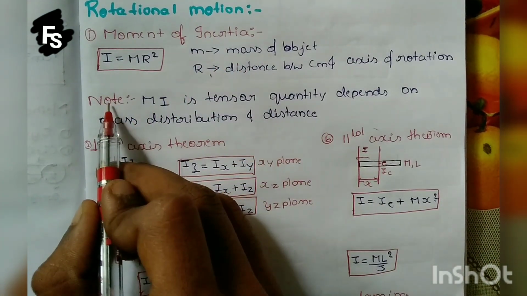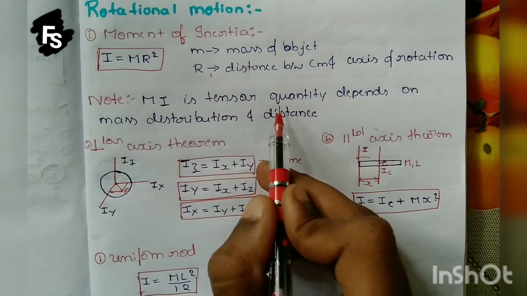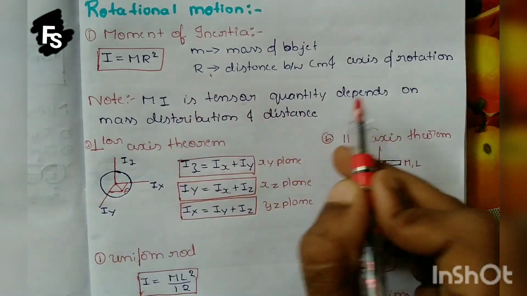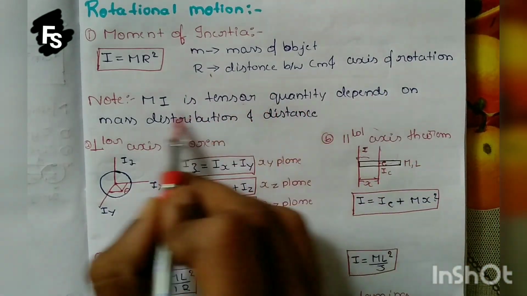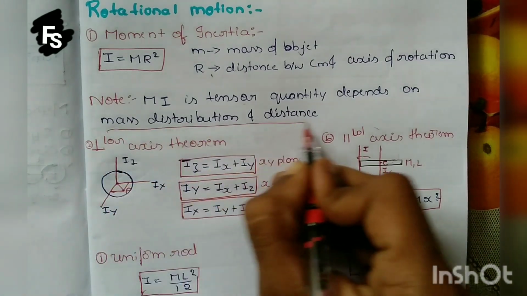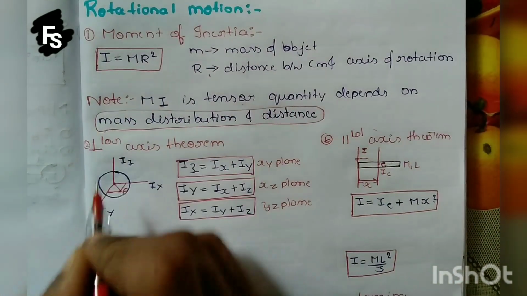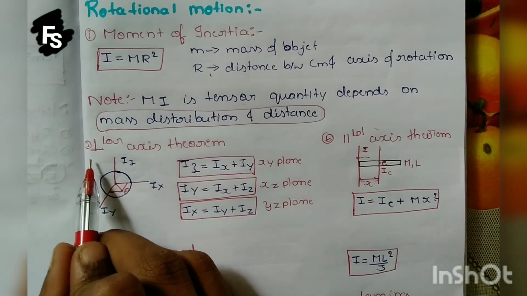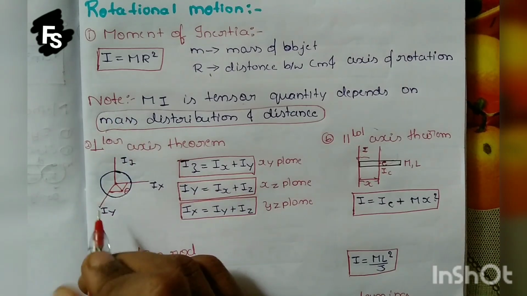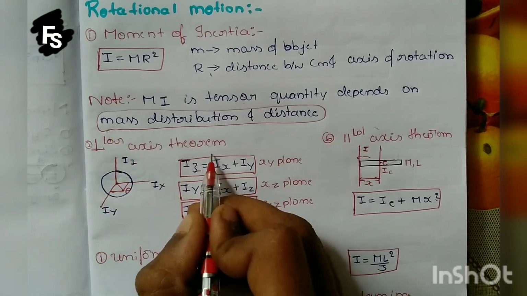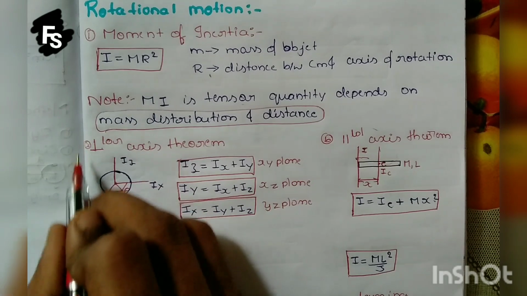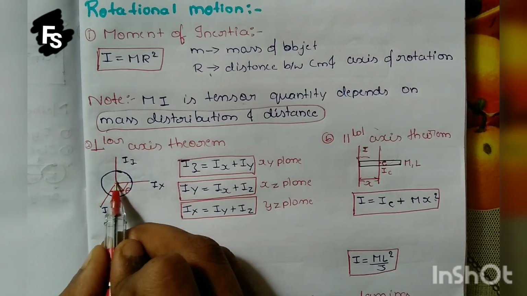See here, note point: moment of inertia is a tensor quantity. Remember, it is a tensor quantity. It depends on mass distribution and the distance. See here, mass distribution and the distance. This is a very important question asked in the NEET exams. Then, for finding the moment of inertia, there are two theorems. Perpendicular axis theorem, the first theorem, is, see here.